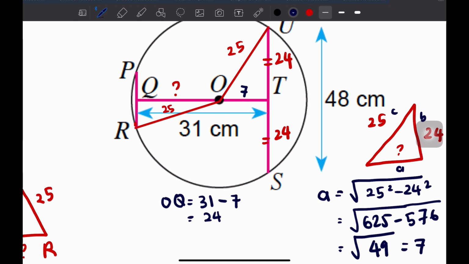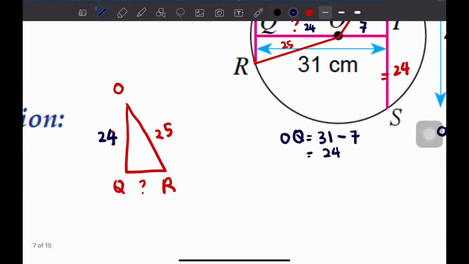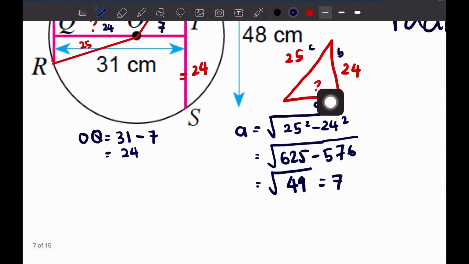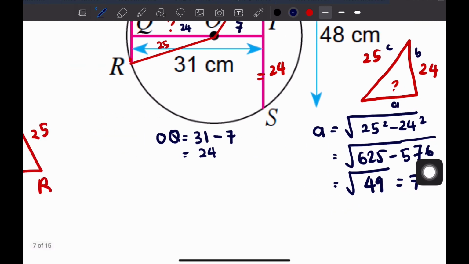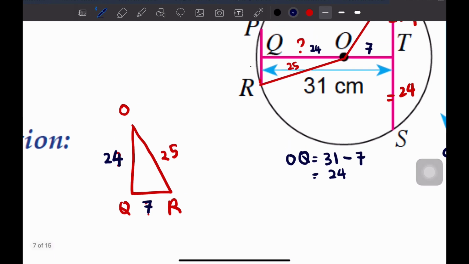So over here is 24. Let's go back to the first triangle. So this is 24. Let's look over here. It's the same, right? 24, 25, unknown. 24, 25, unknown. Which means QR is 7. So if this is 7, the next part is also 7.